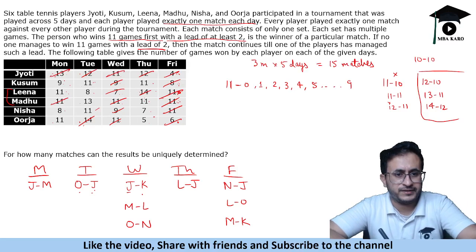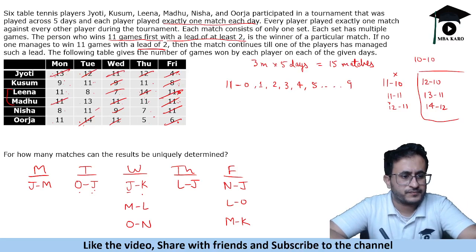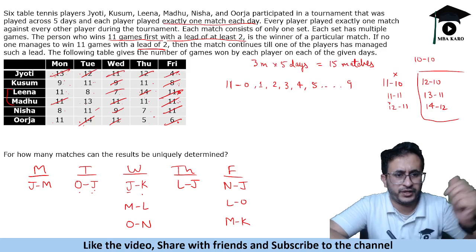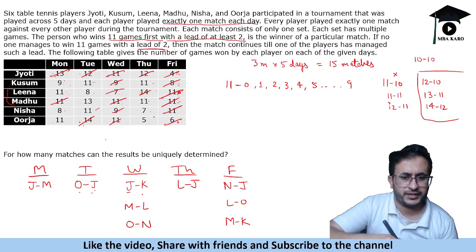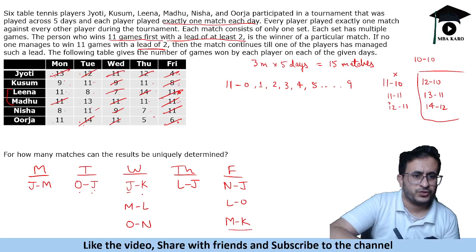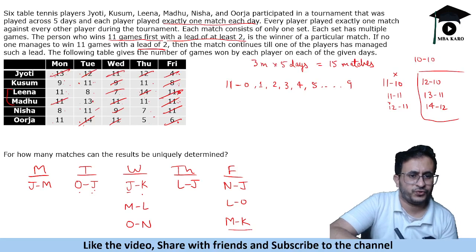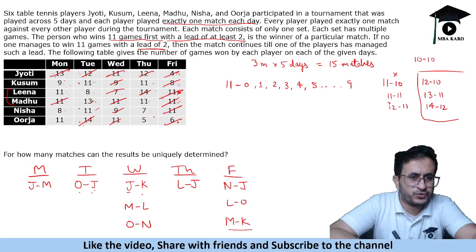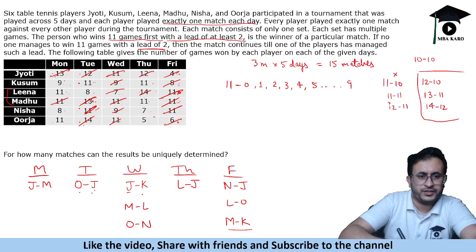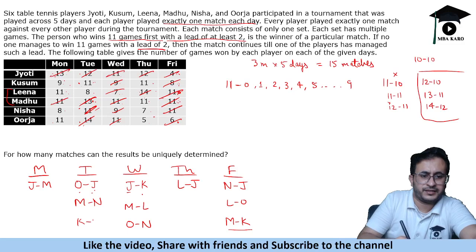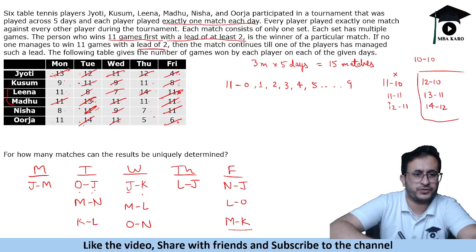Now we have two matches remaining here, 2-2 on each of the days, right? Now if you see on Tuesday, we just filled Madhu versus Kusum. So Madhu has to play against a player scoring 11 points. So Madhu versus Kusum is not possible on Tuesday. So it has to be Madhu versus Nisha because Madhu has to win by 2 points. So Madhu has to win 13-11. So it is Madhu versus Nisha and Kusum versus Leena. Okay, so this is also done.